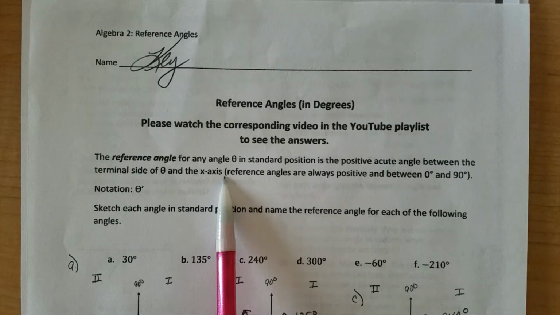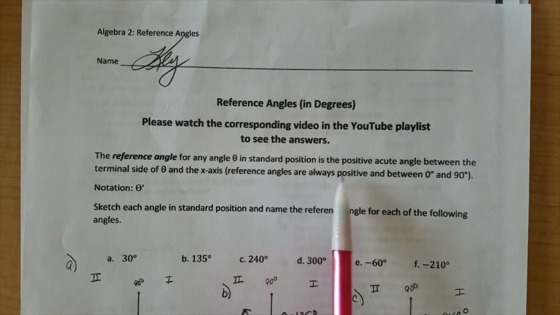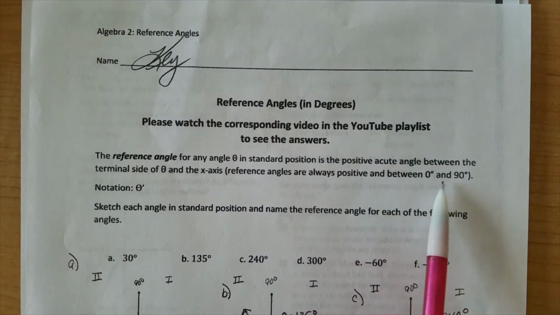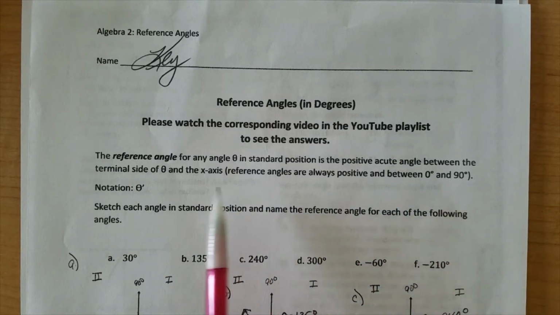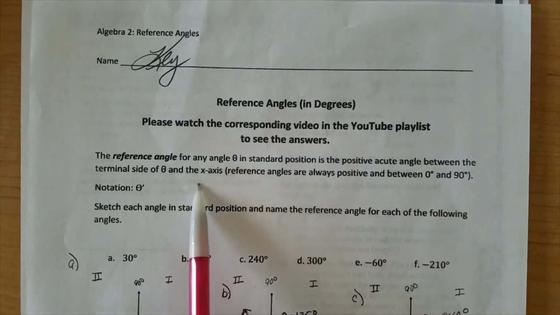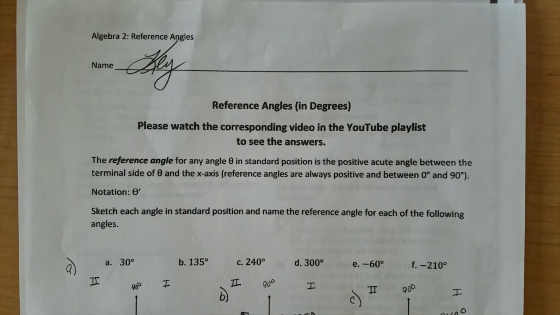We go in a positive direction, we go counterclockwise. Reference angles are always positive, and of course they're acute, between 0 and 90. And again, emphasize, they are based off of the x-axis. Let's go ahead and do these problems.